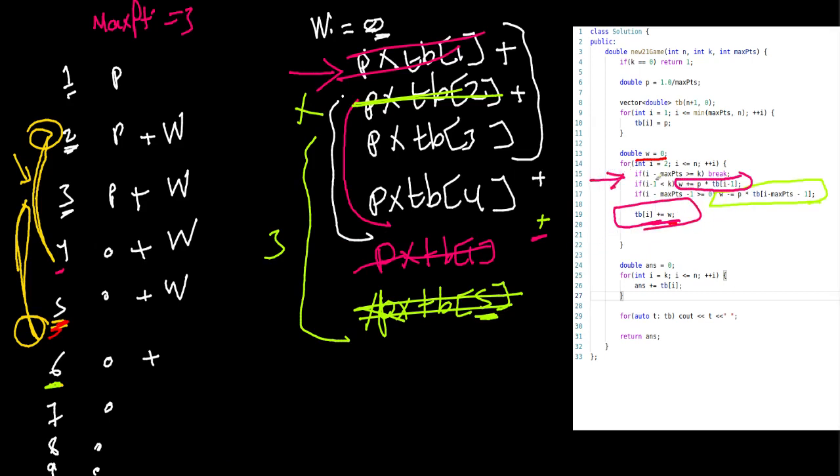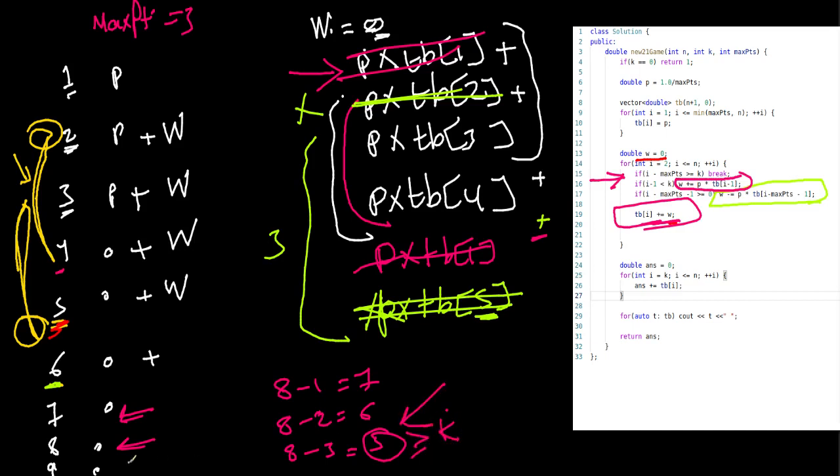And notice that in this condition, if i minus max points is greater than k, break. For example, if we are solving for 7, so for 7 we have choices: 8 minus 1 equals 7, 8 minus 2 equals 6, 8 minus 3 equals 5. So this value 5 is greater than or equal to k. In this case we break, and the solution for 8 is 0.